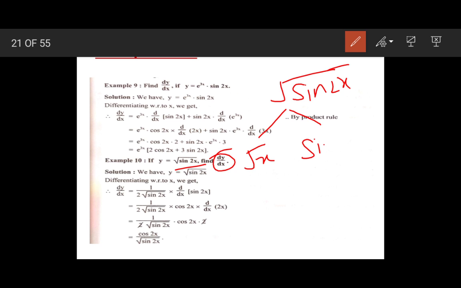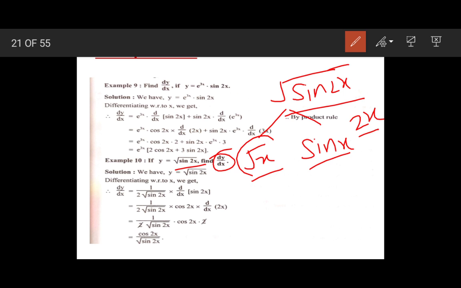See one more example. Here y is given as root of sin 2x and we have to find dy upon dx. Now this root of sin 2x, how many functions are combined? Here 3 functions are combined. First is root x, then second is sin x, and third function is 2x. There are three functions: root x, sin x and 2x.